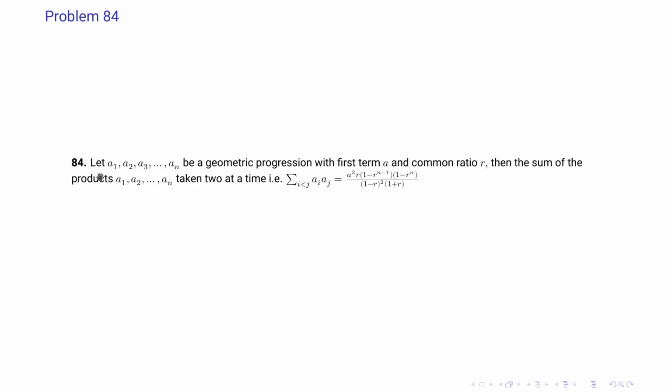Problem 94 says that let a1, a2, a3, up to an be a geometric progression with first term a and common ratio r. Then the sum of the products a1, a2 up to an taken two at a time, that is sigma aiaj where i is less than j, is equal to a square r into (1 minus r to the power n minus 1) into (1 minus r to the power n) divided by (1 minus r) whole square into (1 plus r).